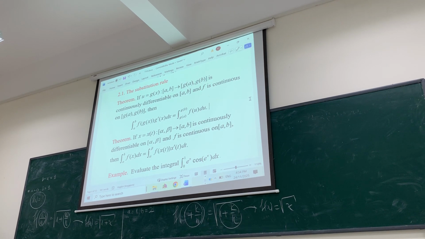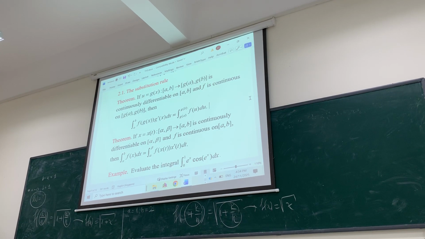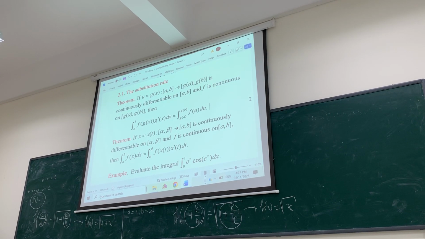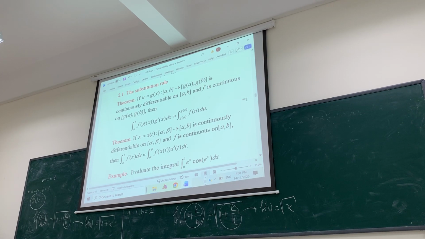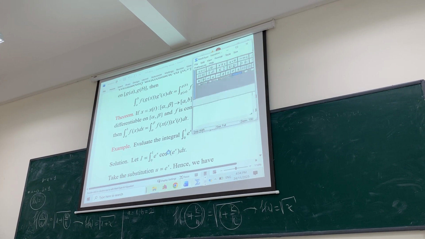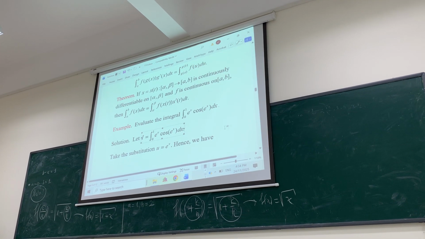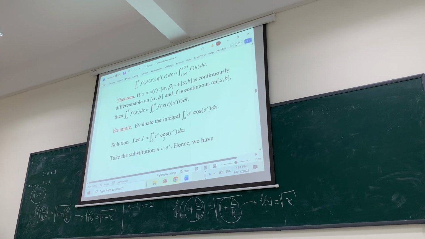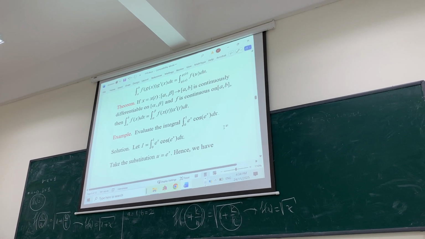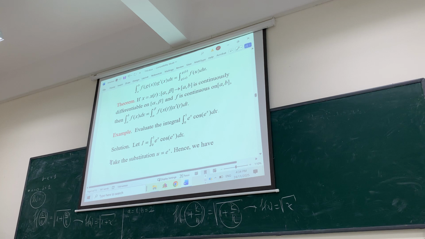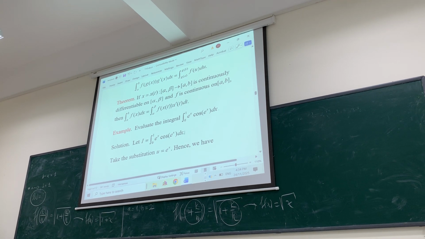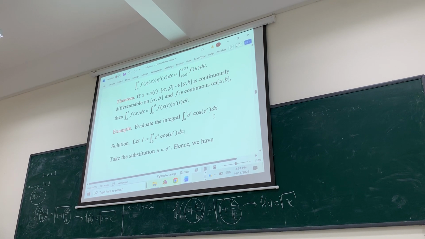Okay, we need to write out two terms. Now we show the example. In the example, we take substitution, u equals the exponent. For simplicity, we let I equal the integral. Now, take substitution u equal exponent. What do we have?